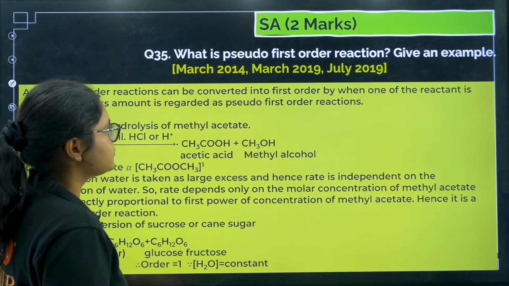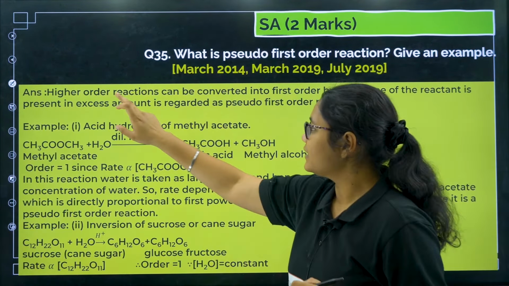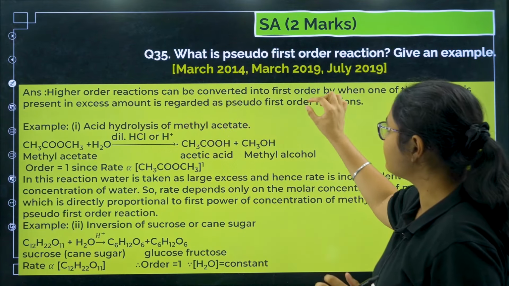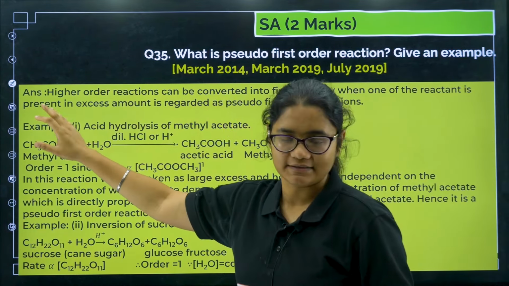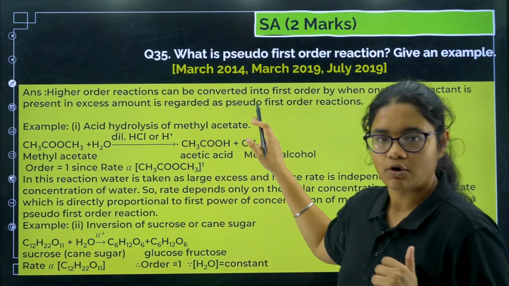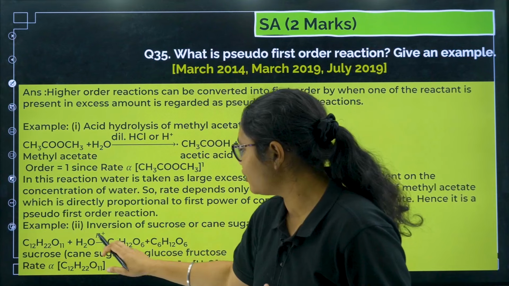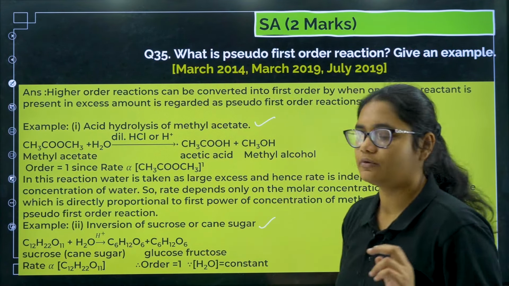Next, what is pseudo first order reaction? Give an example. In a pseudo first order reaction, higher order reactions can be converted into first order when one of the reactants is present in excess. The examples are 2, you just have to remember the names: acid hydrolysis of esters and inversion of sugar. No need of any explanation, you just need to know these 2 examples.